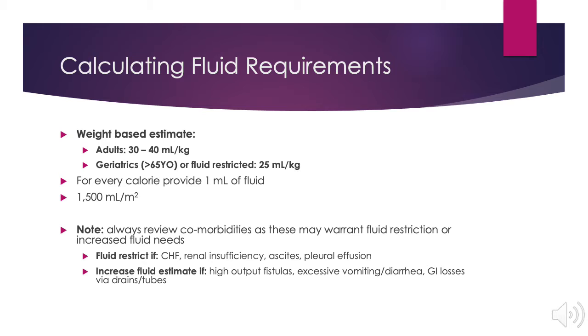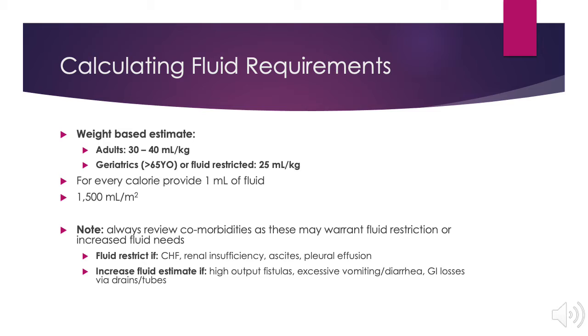Let's get started by reviewing how to determine fluid requirements for our adult patients. There are multiple approaches to determine fluid requirements, and the one bolded here is the one most often used, which is the weight-based estimate. Adult patients require 30 to 40 ml per kilo of body weight per day, and 25 ml per kilo is optimal for geriatric patients or patients who are fluid restricted.